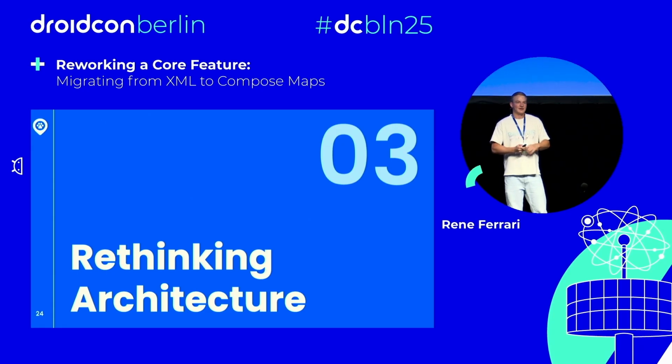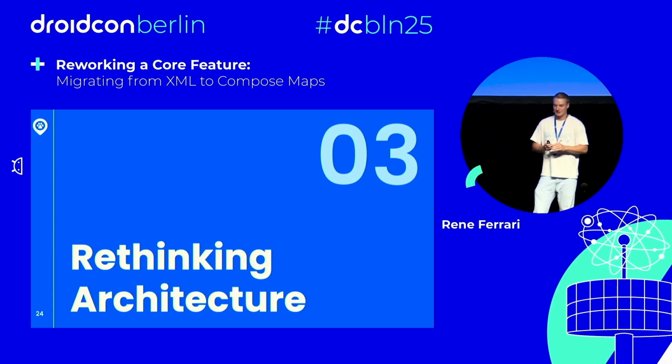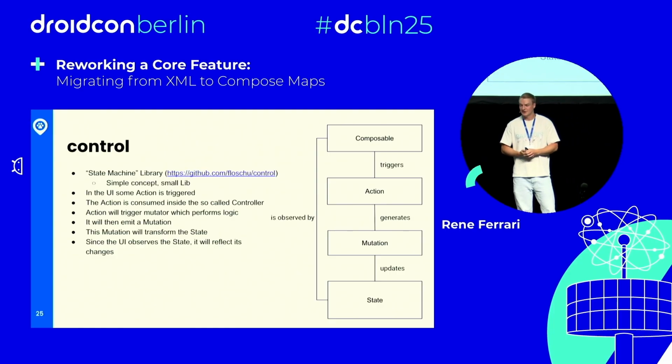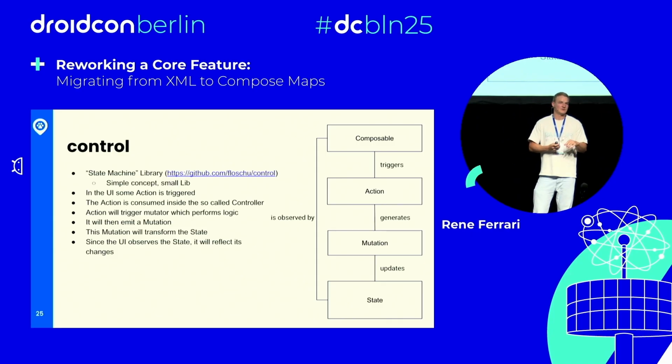So now that the UI part is solved, we got into the architecture, and in general, we changed our approach completely. We moved to Control, it's called. It's a library, but it's super small. I think for this concept, you wouldn't even need a library. Basically, it works like a state machine, similar to Redux in React. You have an action, this leads to a mutation, the state is mutated, and the new state update is observed by the UI, and that's how it works.